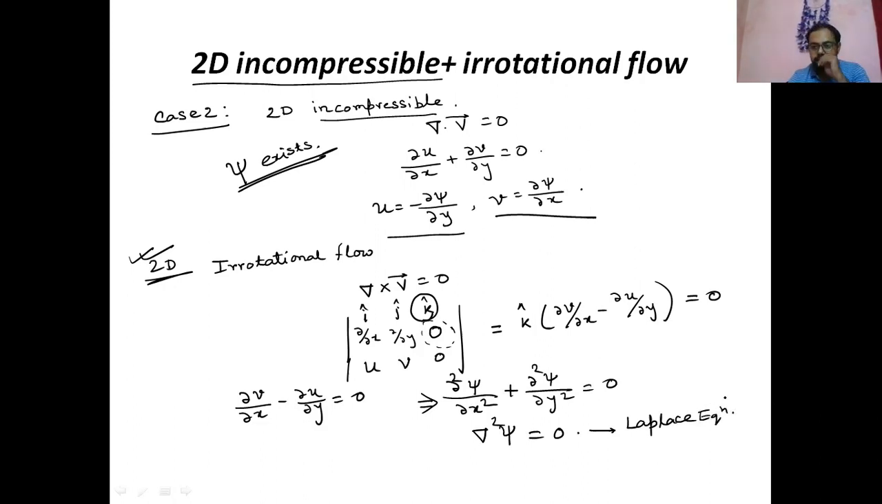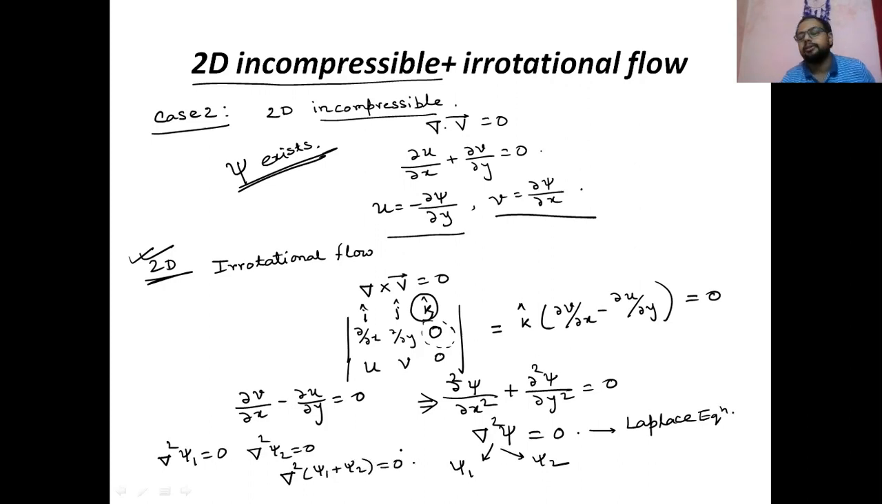So it's a harmonic function, and as well, if some solution is giving phi 1 and phi 2 by solving this equation, then we can also write del squared phi 1 is equal to 0, del squared phi 2 is equal to 0, and in the same way del squared of (phi 1 plus phi 2) is equal to 0. So in both cases, case 1 and case 2, we saw in the previous cases that phi is satisfying the Laplace equation, and psi is satisfying the Laplace equation.